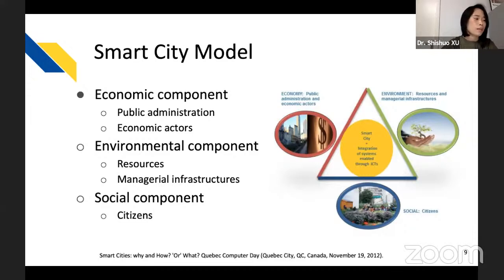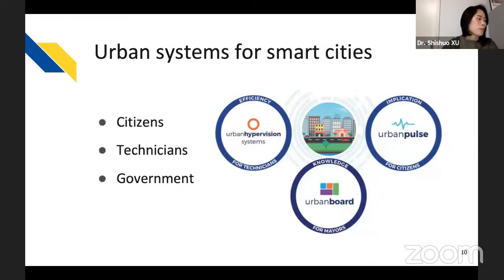From this model, the components are in balance with the sustainable development of the city. This balance is very necessary since we need to create an innovative, prosperous, and civic city for our daily life. Because smart cities use digital technology to improve our day-to-day lives. And in order to help local government meet this challenge, a comprehensive range of digital solutions, namely urban systems, have been developed, such as Urban Pulse, a dashboard named Urban Board, and Urbanomics. This covers the citizens', technicians', and government perspectives.